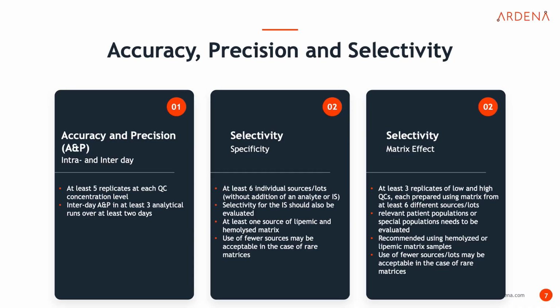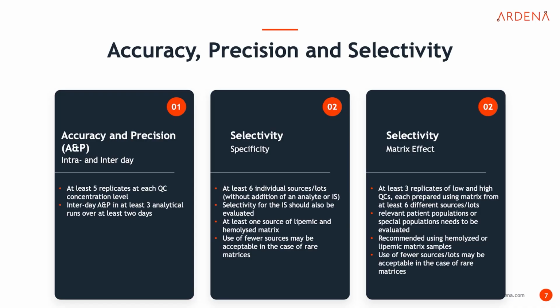Selectivity for the internal standards should also be evaluated, and at least 1 lipemic or hemolyzed matrix should be evaluated if needed. If you use preclinical samples, fewer sources are acceptable. For the matrix effect, at least 3 replicates should be used for low and high level, and each low and high level should be prepared in 6 different lots. If needed, also relevant patient populations or other special populations need to be evaluated.